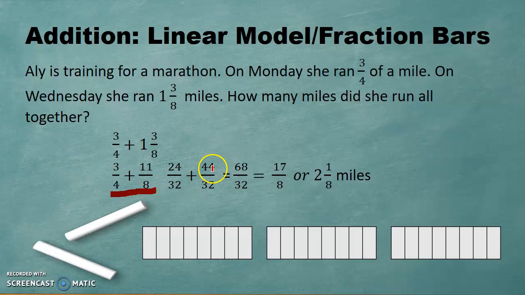If you add 24 over 32 plus 44 over 32, it gives us 68 over 32. And remember that we do not need to add the denominator because it is a common denominator. So 68 over 32 is equivalent to 17 over 8. This is the simplified form. Or we have a mixed number over here. 17/8 is the same as 2 1/8 miles.